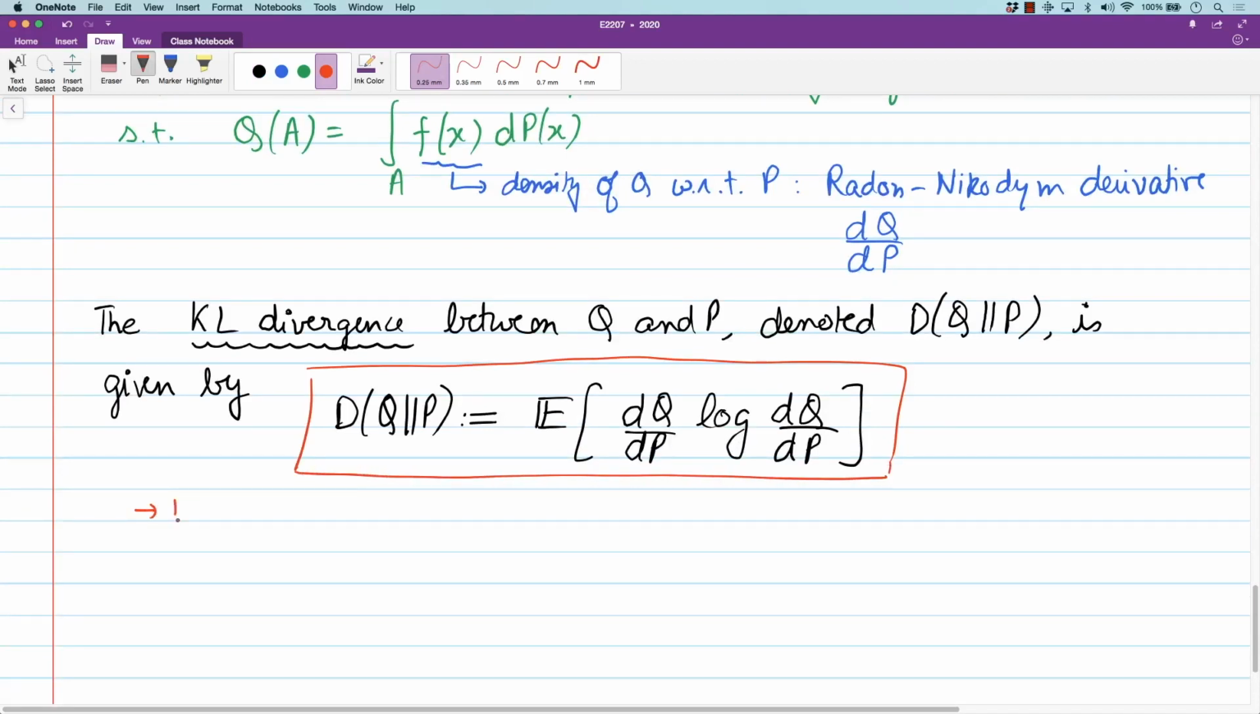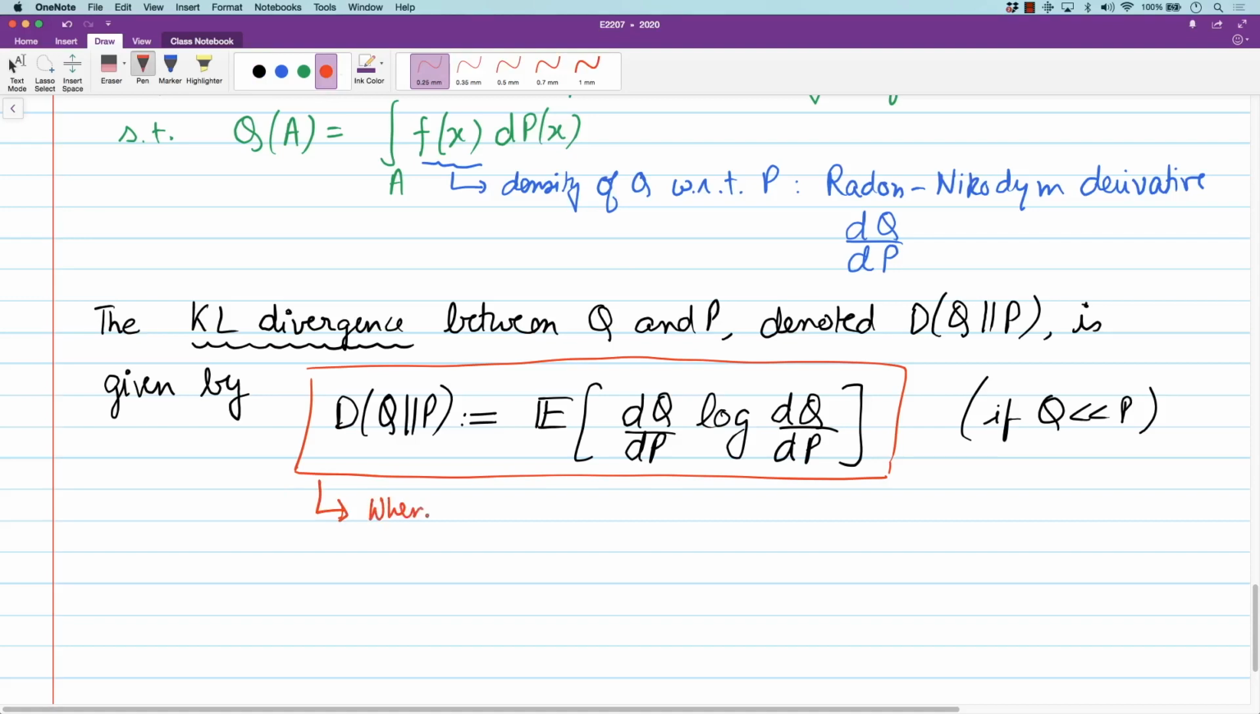Actually, let me elaborate this. This is true if Q is absolutely continuous with respect to P. Otherwise, this Kullback-Leibler divergence is just infinite. Okay, but let's just put it for this case. Now, special cases.